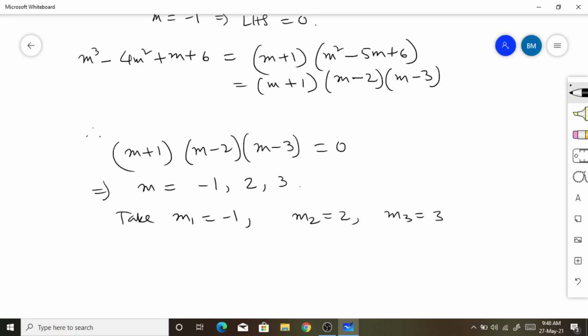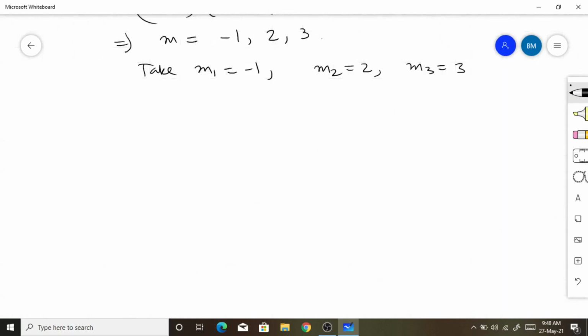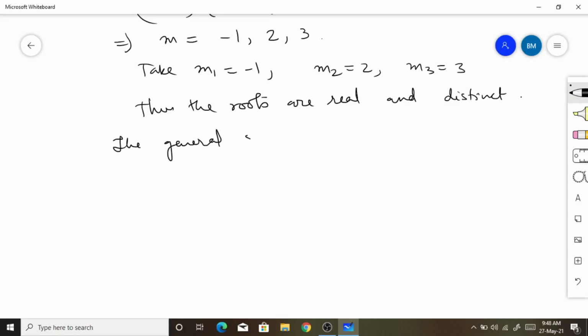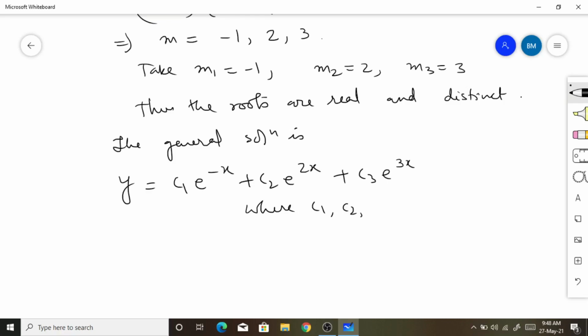Thus the roots are real and distinct, and so the general solution is y equal to c1 e to the power minus x plus c2 e to the power twice x plus c3 e to the power 3x, where c1, c2, c3 are arbitrary.